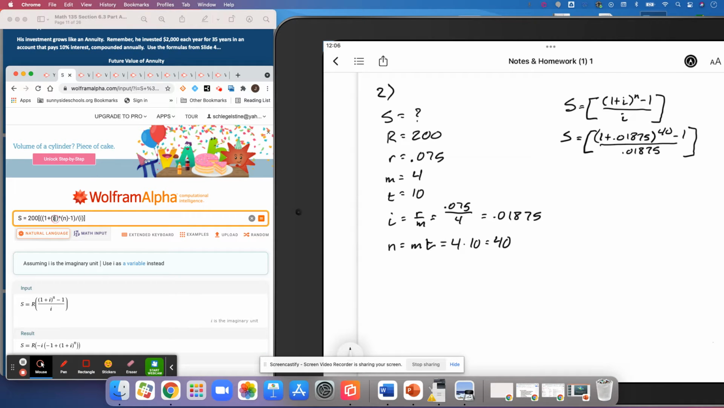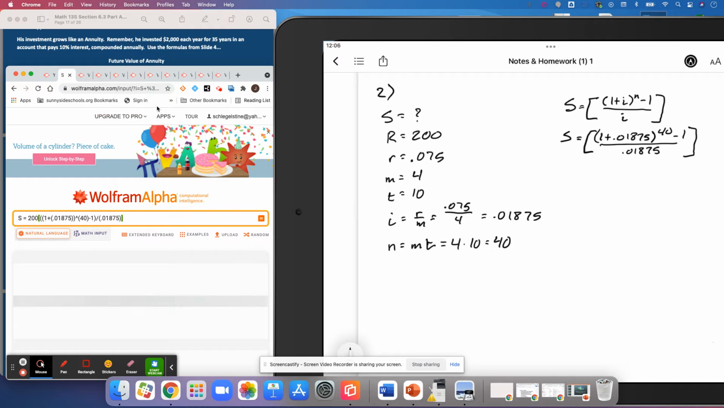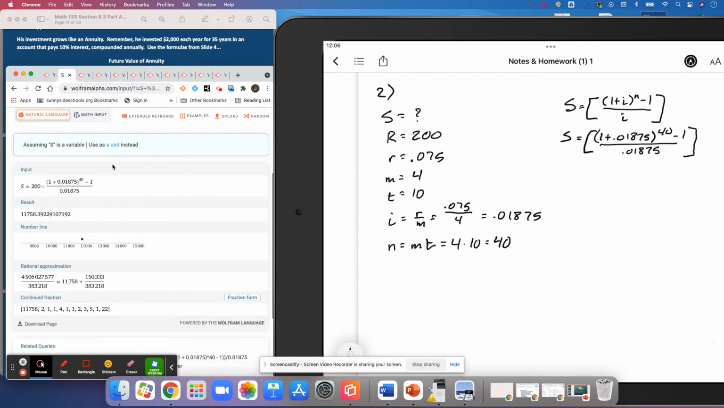$200 goes in. The I is 0.01875. The N is 40. Again, the I is 0.01875. This dude is going to end up in 10 years with $11,758.39.